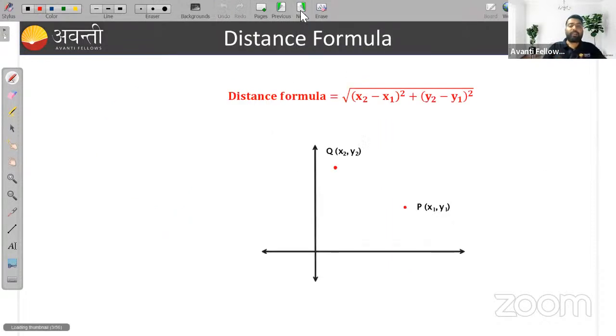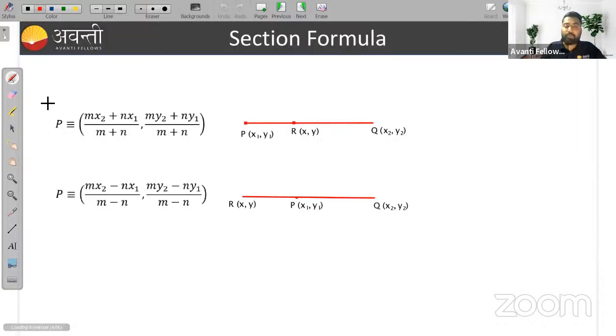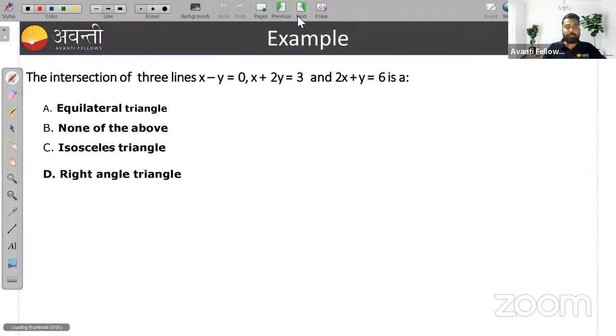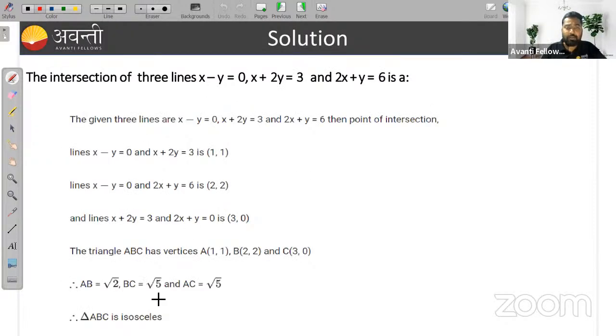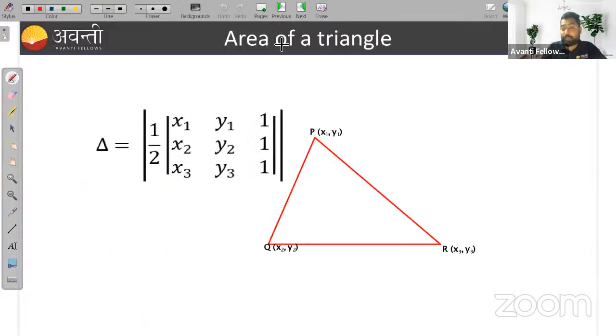Okay, so next we know about the distance formula. If you have 2 points in the plane, then the distance between the 2 points is this, right? Clear? Next, section formula, already we studied these things. Okay. Then we saw one example also. We solved this and the solution is this. That is, this is an isosceles triangle. Okay. So let's forget about the examples.